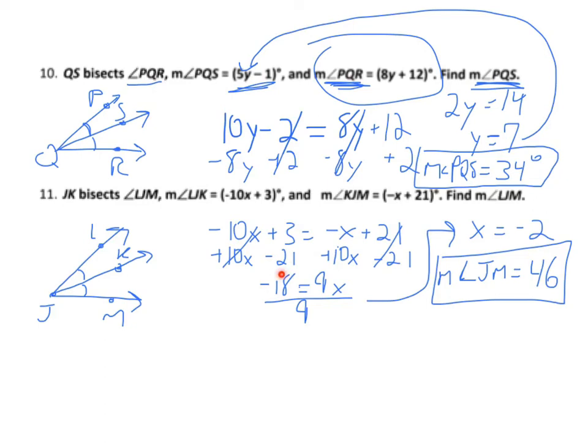Some people get thrown off by this because they get a negative and they're like, well, I can't have negative angles. And you're right, you can't have negative angles. But I am allowed to have a negative solution as long as when I plug it in, I get a positive angle. And when I plug negative 2 into both of these expressions, I do get a positive answer. I get 23 for both of them, which is why my answer to the measurement of LJM is 46, because LJM is the entire angle. If half the angle is 23, the entire angle is 46.